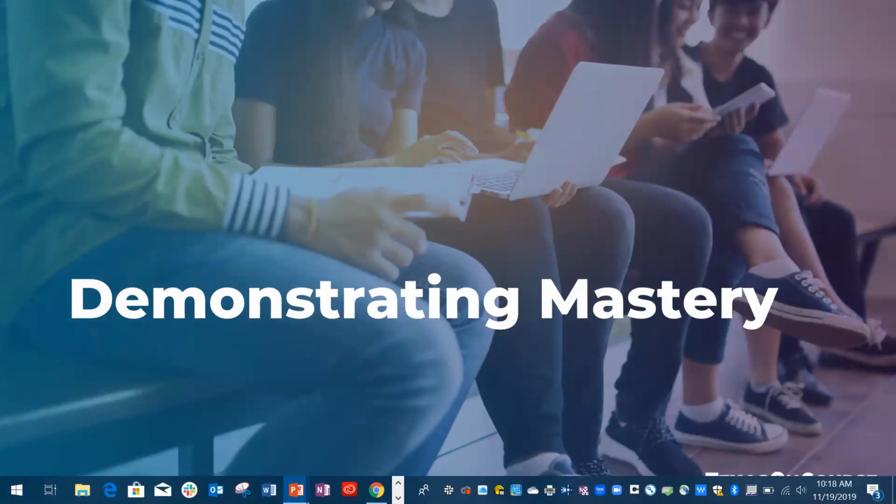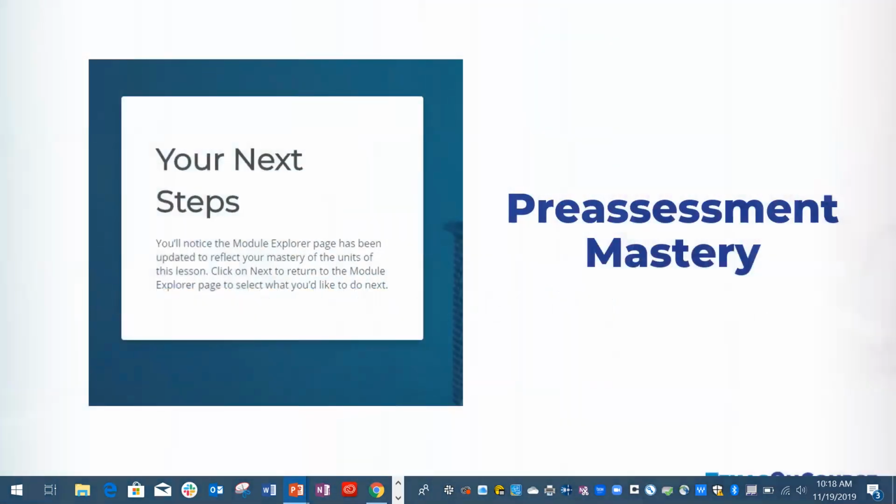In addition to the module structure, we'd like to highlight how to demonstrate mastery of the module content as you're completing the module. So one way to master the content included in the module is by successfully completing the module pre-assessment. At the conclusion of the pre-assessment, you will see a similar screen to this one that provides additional information about what to do next. After selecting the Next button, you will return to the Explore Modules page that contains the outline.